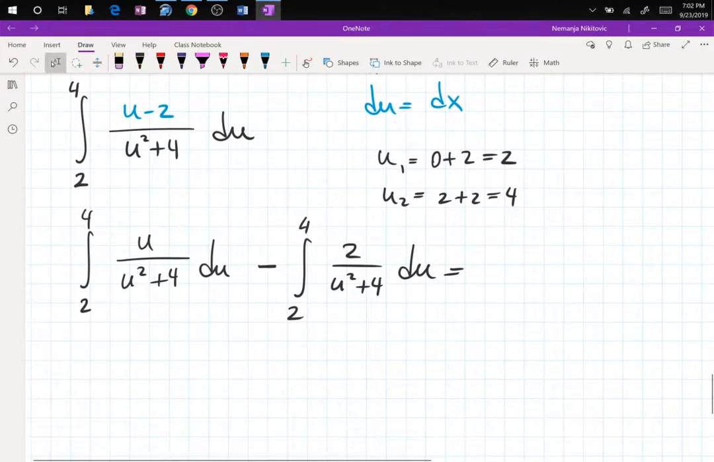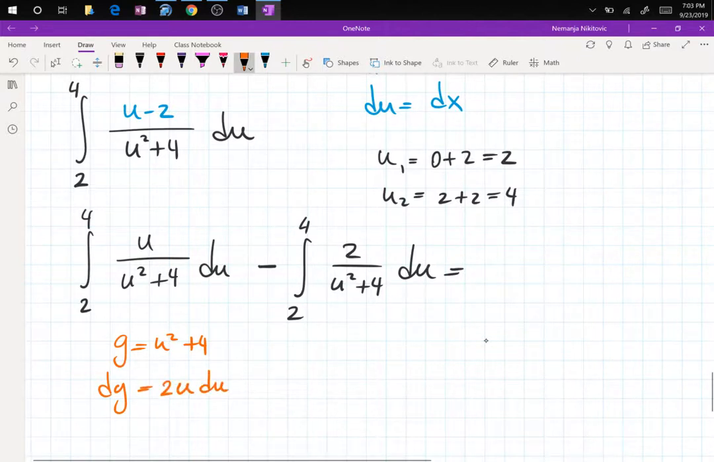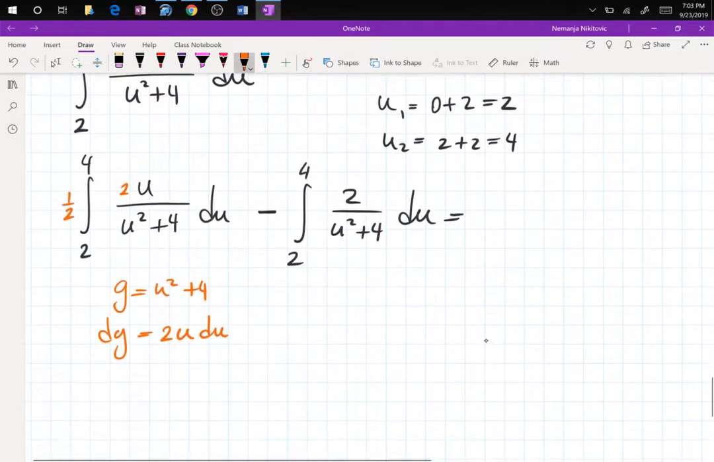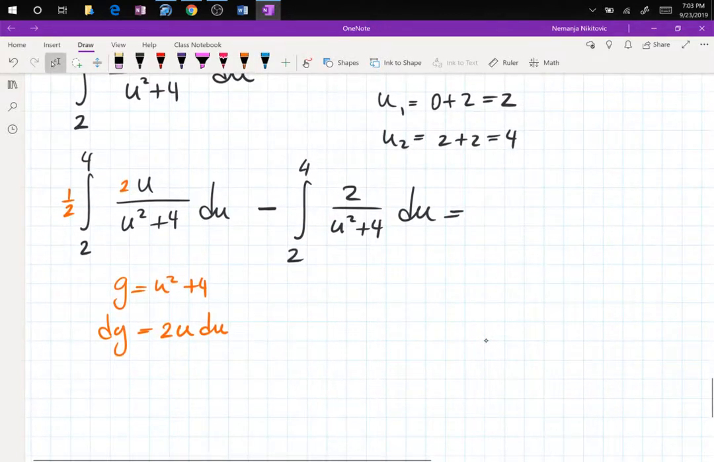What's the first integral? It's going to be another u substitution, so call it now g substitution or whatever. So we have g equals u squared plus 4. So that's going to be dg is equal to 2u du. I don't have a 2, so I'll put 1/2 in front. Great. So that's my first integral. For the second integral, I'm going to kick 2 outside.